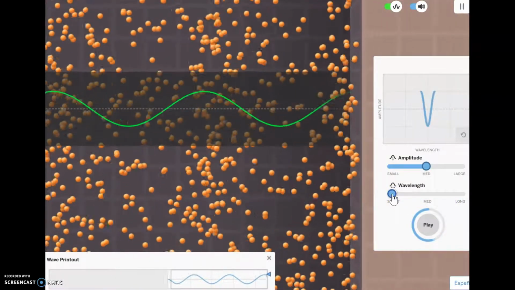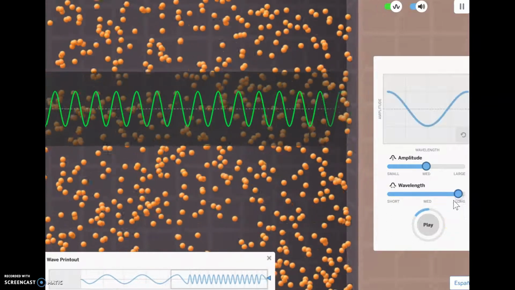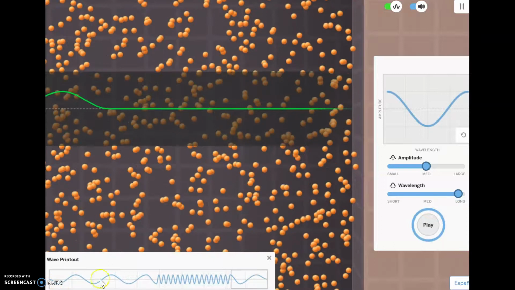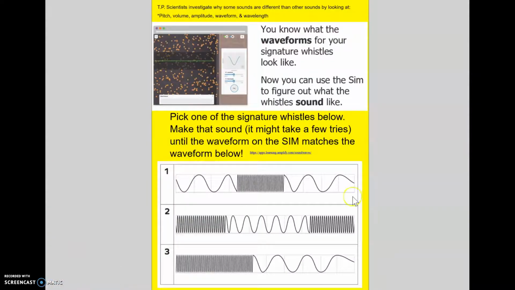Then we'll go to short. And then you see they're really close together. And back to long quick. Okay, let's see if we did it. So long, short, long. How did we do? Okay, pretty good. I think I need to switch to the short wavelength a little bit quicker.